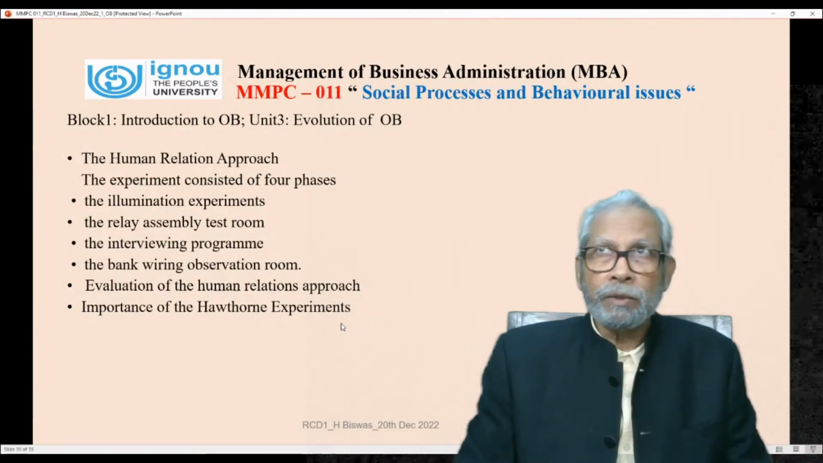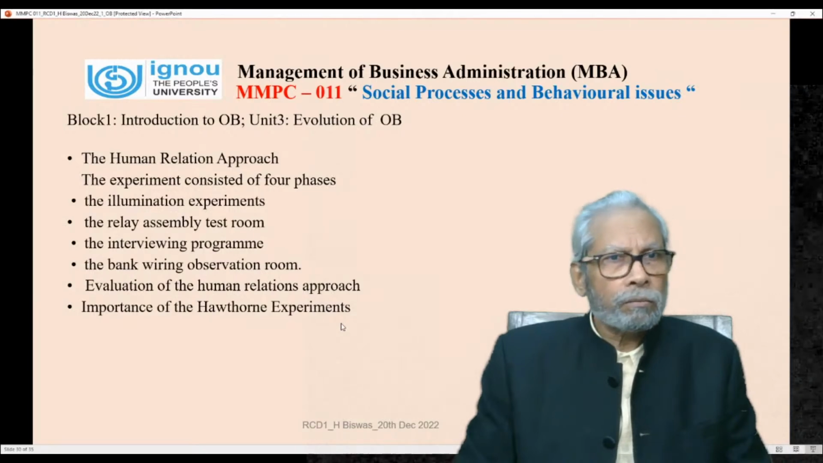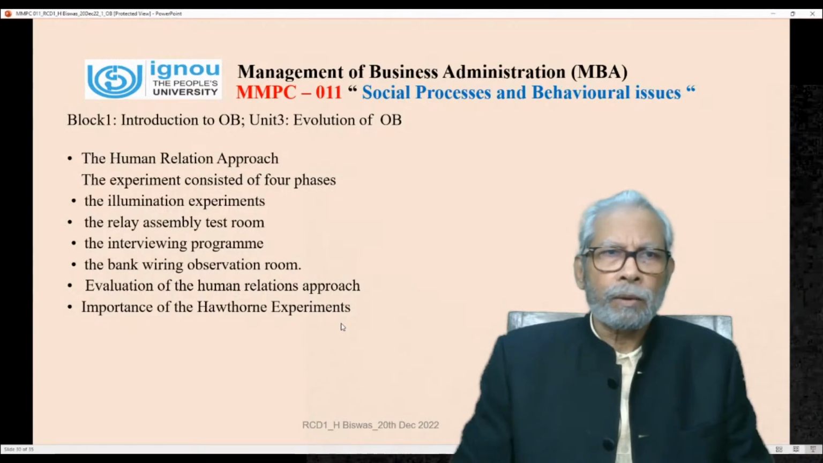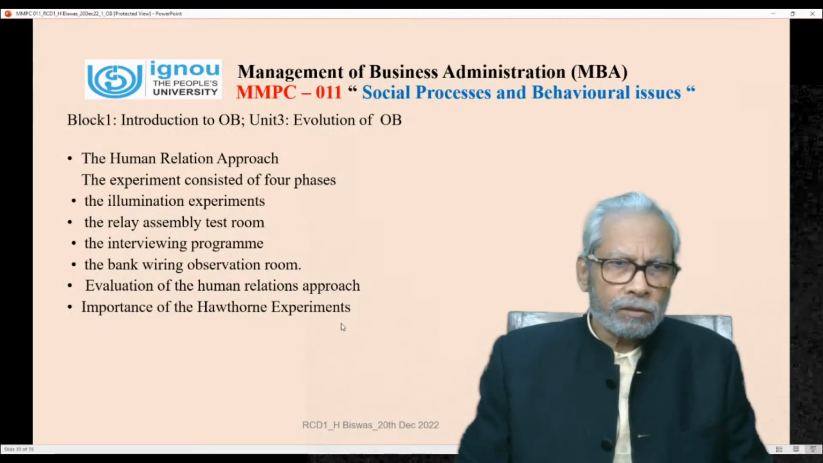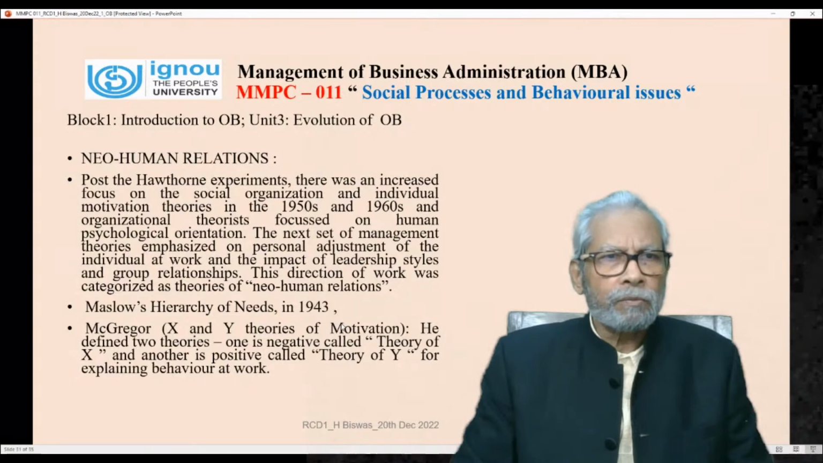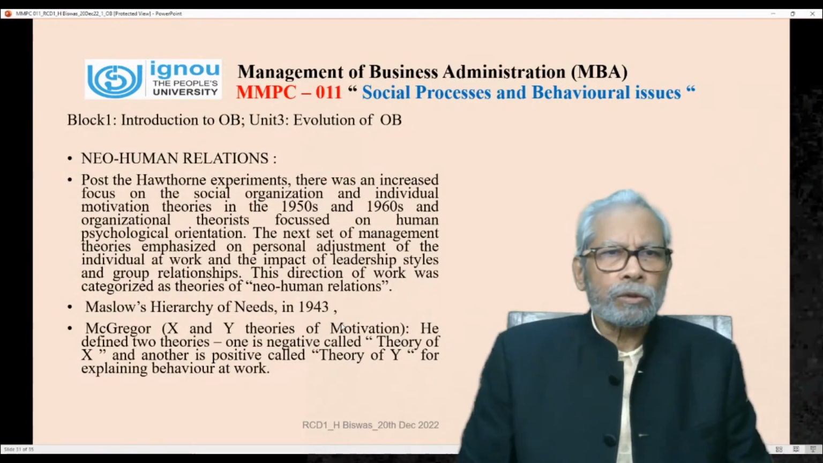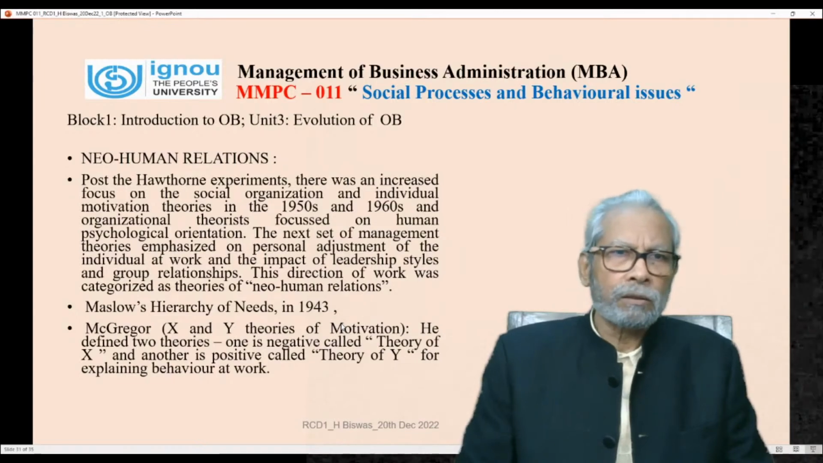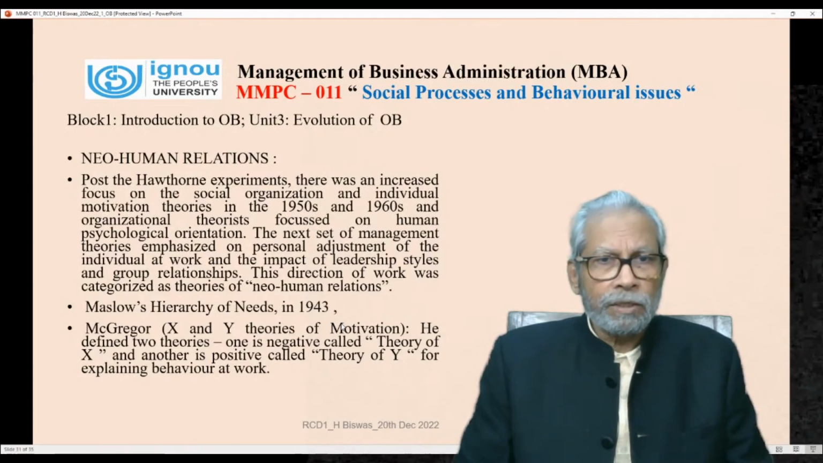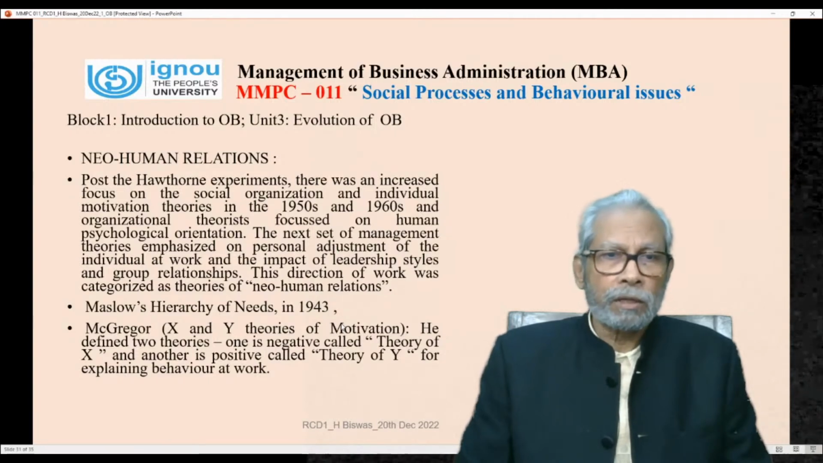The human relations approach experiments consisted of 4 phases: the illumination experiment, the relay assembly experiment, and others. There are some testing procedures for how to identify human capacity and talent, basically. Many approaches and experiments are given. After the Hawthorne experiments, there was increased focus on social organizations. A lot of theories were given with directions on how to improve human relations.